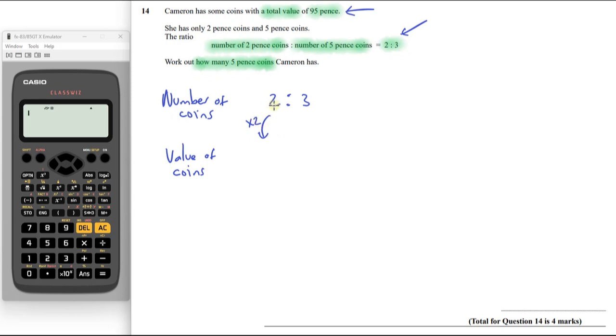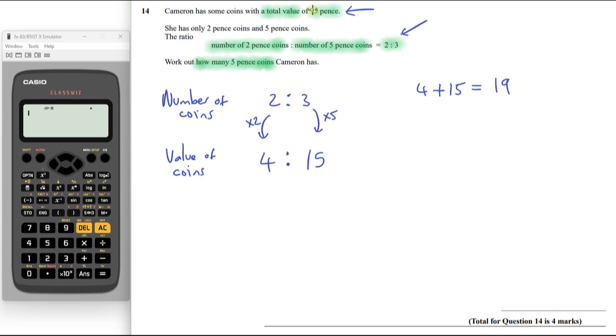So if there's 2 2p coins, the total value is going to be 4p. So let's just put 4. And now if we think about the 5p coins, we've got 3 of them. They're each worth 5p, so we're going to times that by 5. 3 times 5 is 15. So this is the ratio we need now, the value of coins, because we're told what the total value is. So what we can do is just add these numbers together. 4 plus 15 gives us 19. So each part is worth 19p.